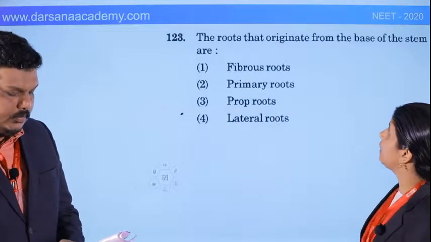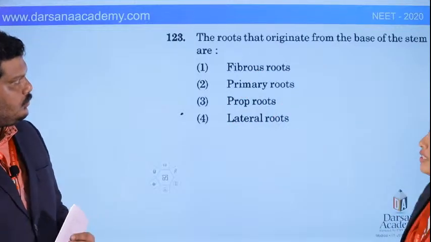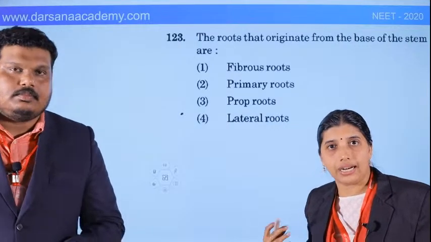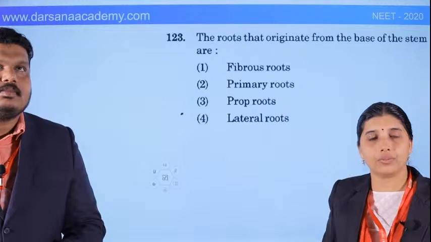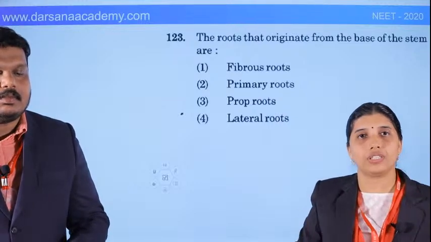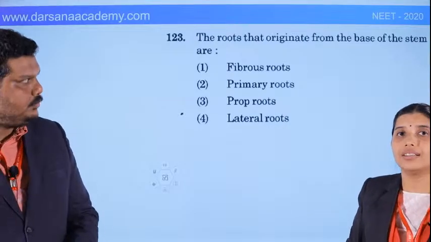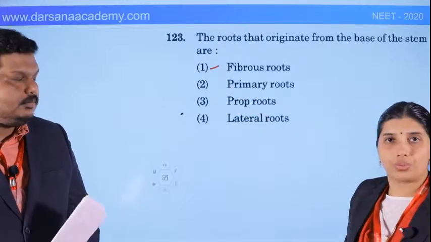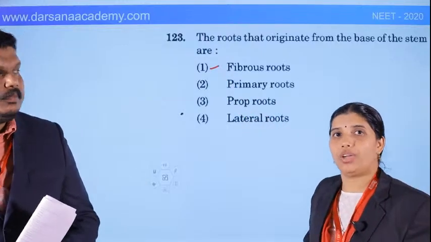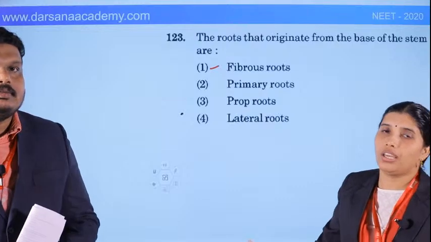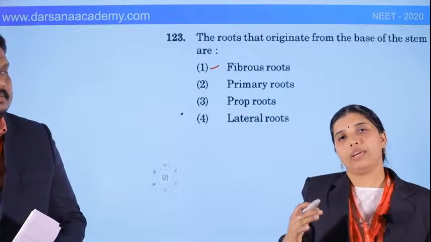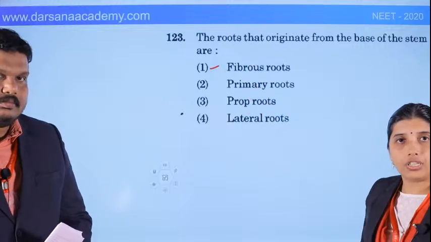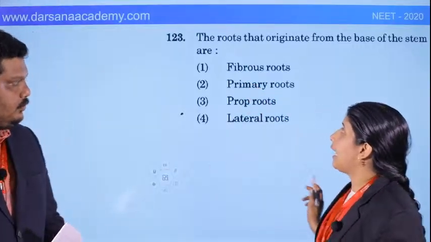Question number 123. The roots that originate from the base of the stem are, we know from the radicle, the primary root arises, that primary root is short-lived and replaced by a group of roots that arise from the base of the stem. That can be seen in fibrous root. What is the answer for this question? Fibrous root. Okay, very simple, very direct question. If concept clarity is there and your preparation is thorough, then there is no doubt the answer is 1. For question number 123, 1 is the correct answer.